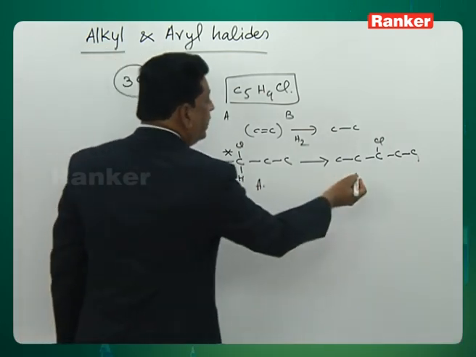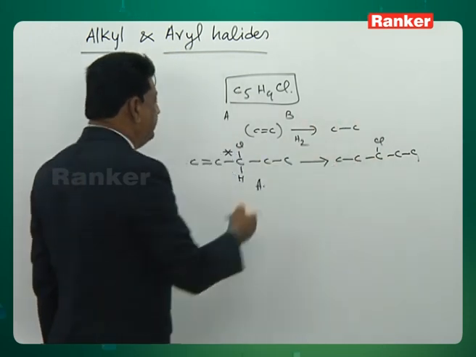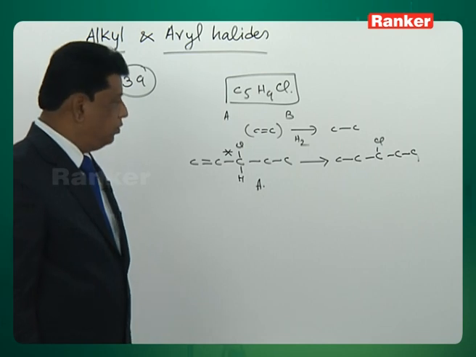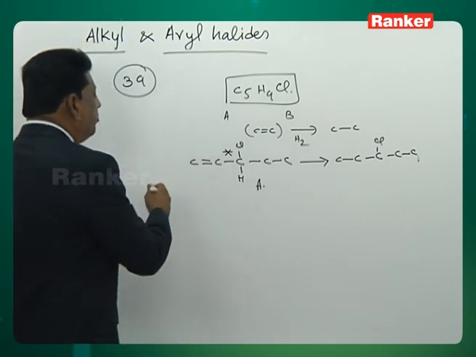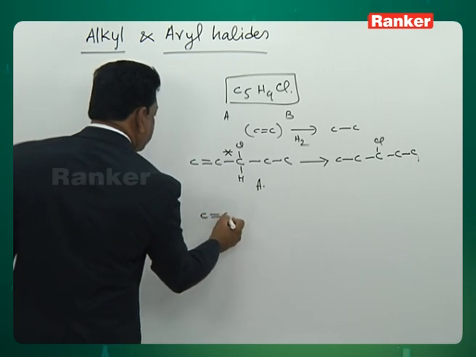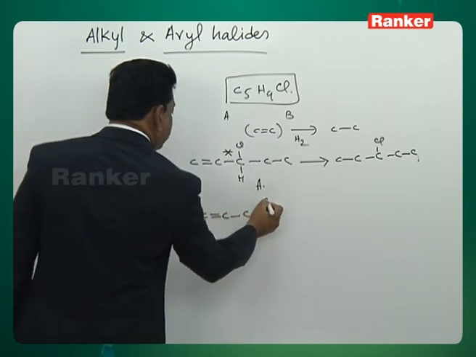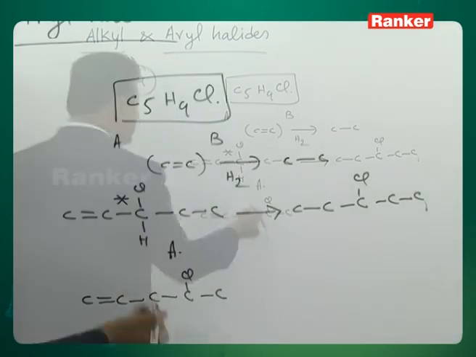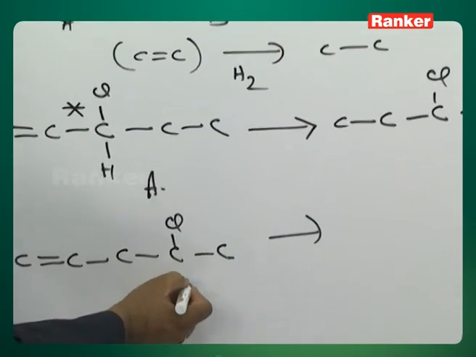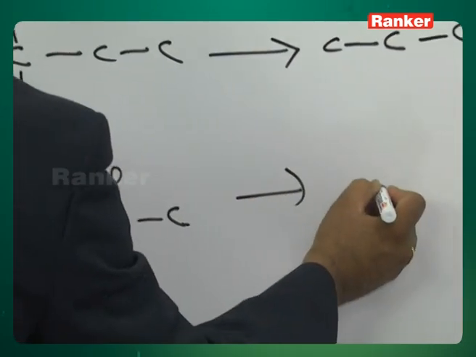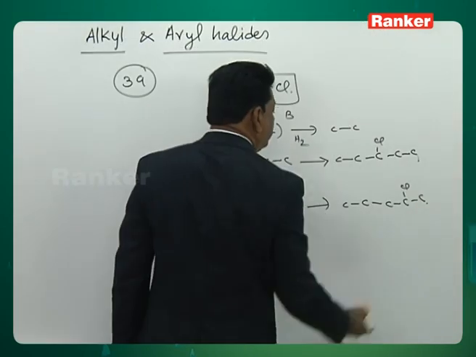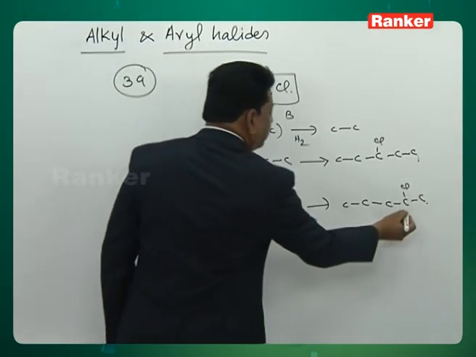A gives optically inactive. There is no optical activity in this case. And B gives optically active compound. That means the position of the compound may be in a different way. For example, if B is like this, if the chlorine is here, even on reduction you will get an optically active compound. This is originally optically active. Even after the reduction of the double bond, it is still optically active. So this may be one of the answers.